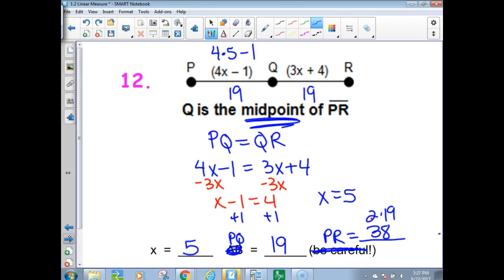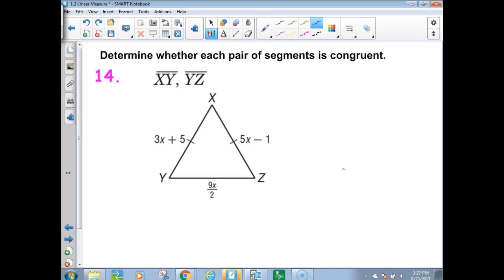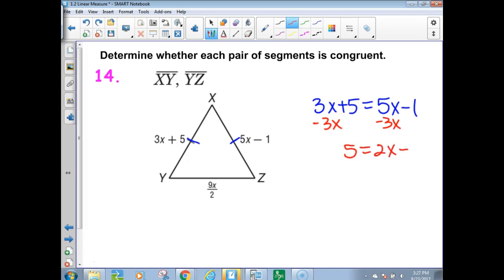Okay, there's 2 more quick questions. Are these segments equal? AB and CD? They both got 5 on there. Yes. Okay, all you have to do is have the same measure. And then this one, it shows these slash marks. So what we need to do here is say that 3x plus 5 is equal to 5x minus 1. The slashes indicate those segments are congruent. We're going to have to solve for x in order to answer the question. So we would subtract 3x from both sides. At least that's what I would do. And would have 5 is equal to 2 times x minus 1. We would add 1.